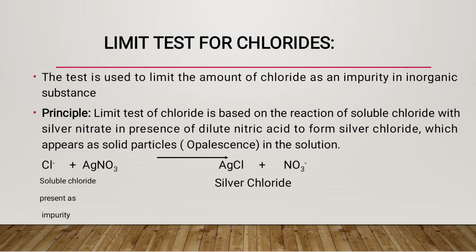In the test, if your chloride sample or test solution has chloride ions, it reacts with AgNO3. AgNO3 is silver nitrate. Then it forms silver chloride, and that opalescence is formed. This test is used to limit the amount of chloride as an impurity in inorganic substances. If your test sample contains chloride as an impurity, then we will get the opalescence of silver chloride.